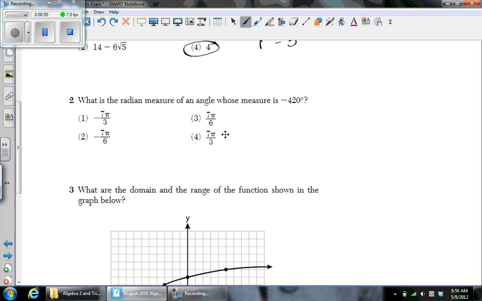What is the radian measure? Okay, anytime we're doing radian measure, we take the angle and we multiply it by pi over 180. So we multiply this by pi over 180. Now, 420 divided by 180 and pi gives us 7/3 pi, and it must stay negative.